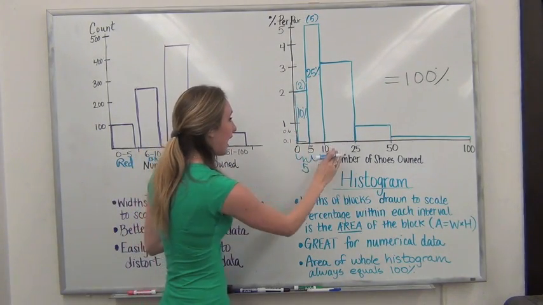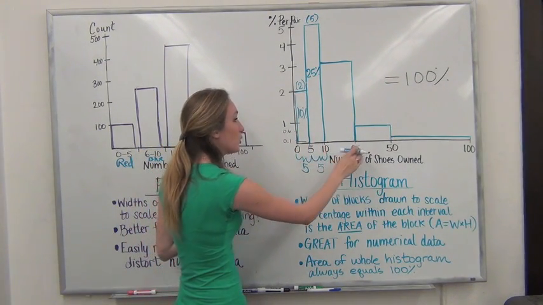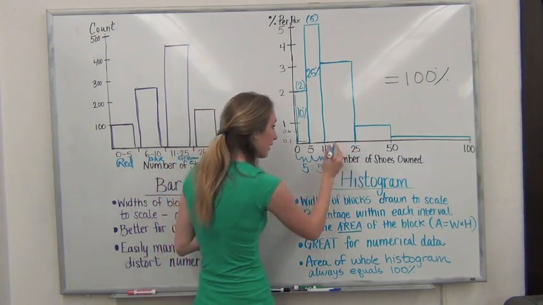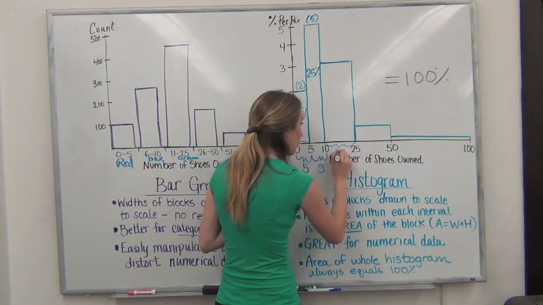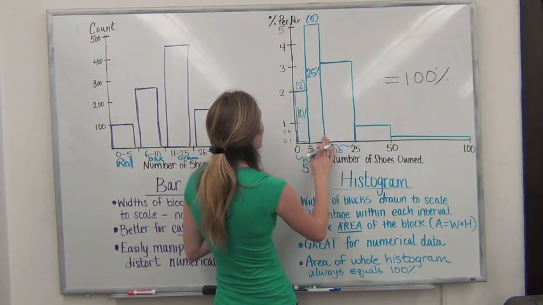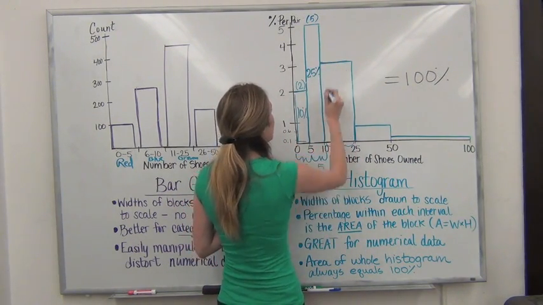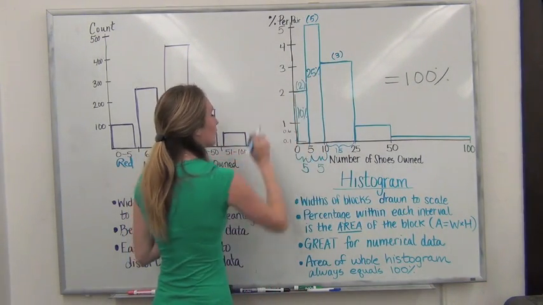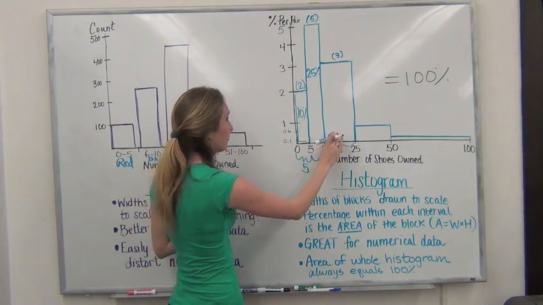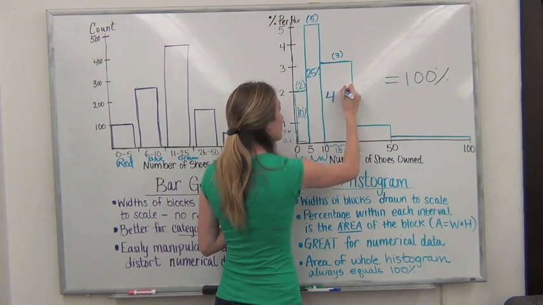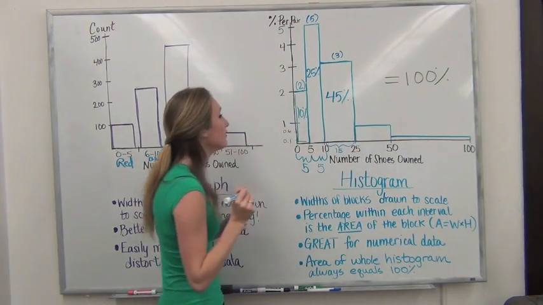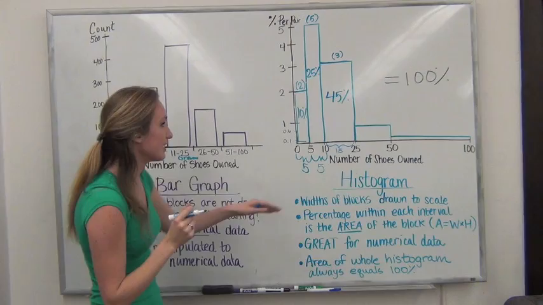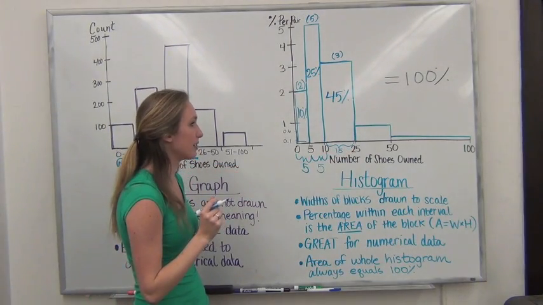Then the next block we have is between 10 and 25. So this is a longer block of 15. So our width is 15 and our height is 3. I'll put the height right on top in parentheses so you don't have to strain your eyes reading. So 15 times 3 gets us 45. Wow, 45% of the class has between 10 and 25 pairs of shoes.